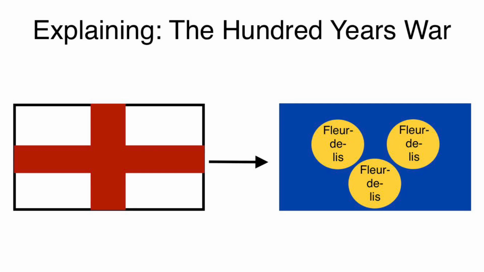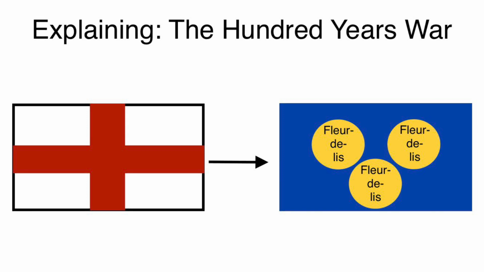explaining the Hundred Years' War. Between 1316 and 1328, 3 kings of France would die without any sons. This would leave Edward III of England, the nephew of the previous kings, next in line for the throne.